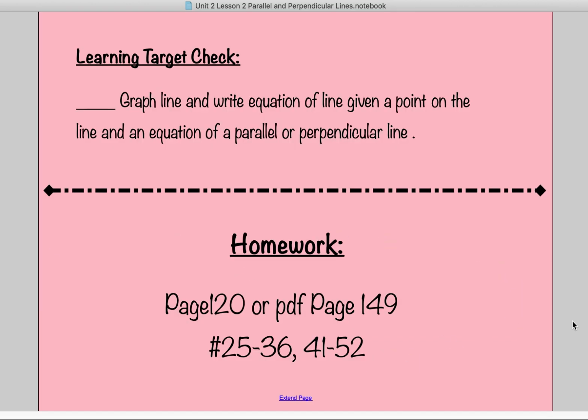Your homework is bookwork, page 120 or PDF 149. Numbers 25 through 36, 41 through 52. This assignment is due the next time I see you. If you need graph paper, you can feel free to use graph paper on Notability if you don't have graph paper. Otherwise, you can just do your best to sketch it on your own.